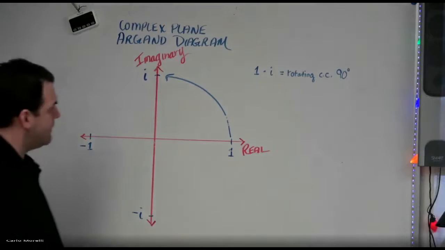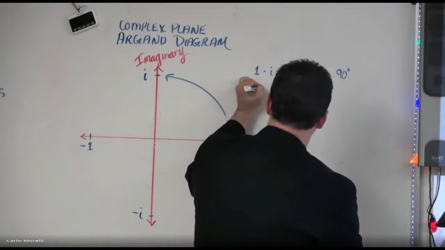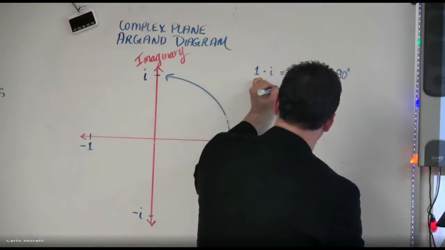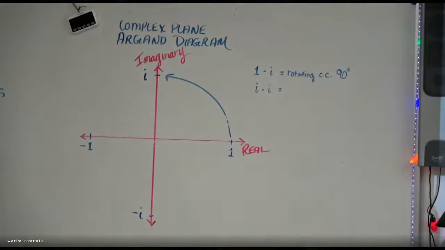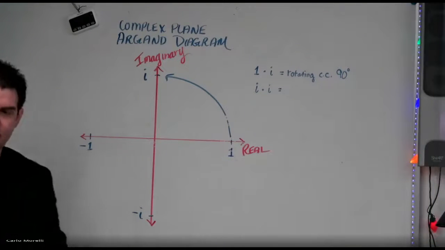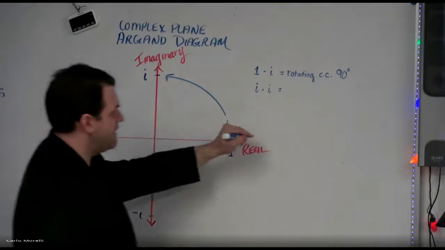Now, let's take that i. Okay, let's multiply by i again. i times i is i squared, just like 2 times 2 is 2 squared. Pi times pi is pi squared. Caitlin times Caitlin is Caitlin squared. Okay? i times i is i squared.